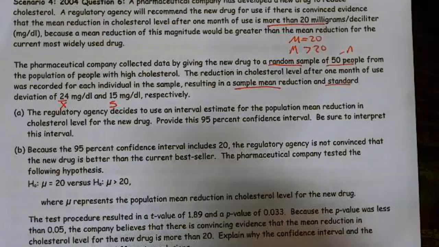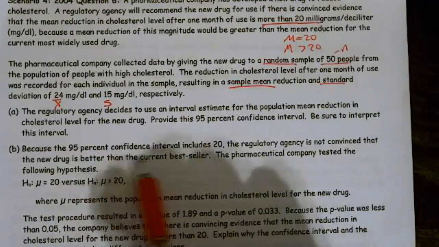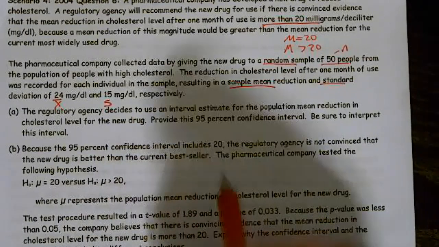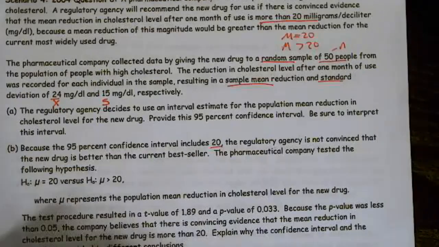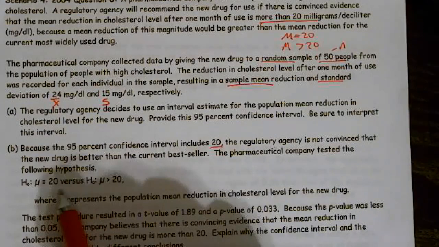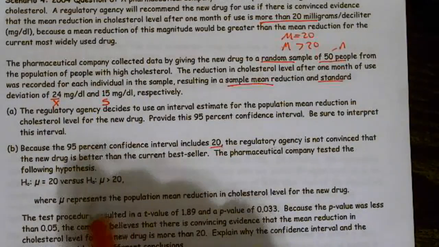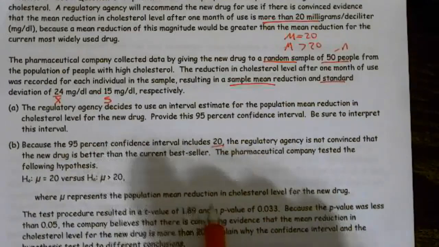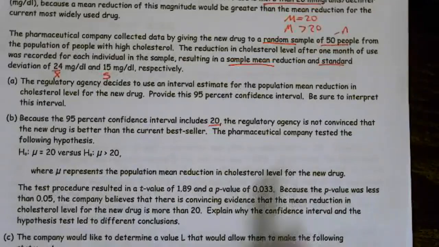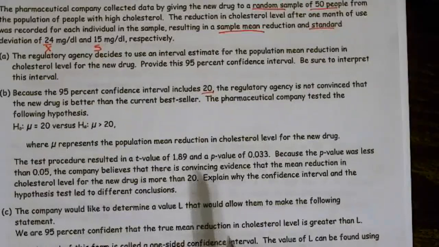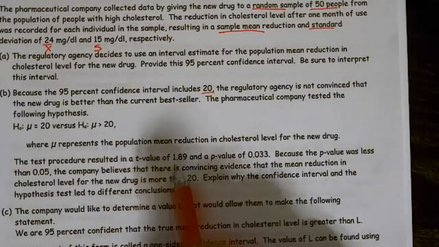Okay, so we've taken care of part A. Part B: because the 95% interval contains 20, the regulatory agency is not impressed. They're not convinced that the new drug is better than the current bestseller. The pharmaceutical company tested the following hypothesis: mu equals 20 versus mu is greater than 20, where mu represents the population mean reduction in cholesterol level for the new drug. And they got a t statistic of 1.89.